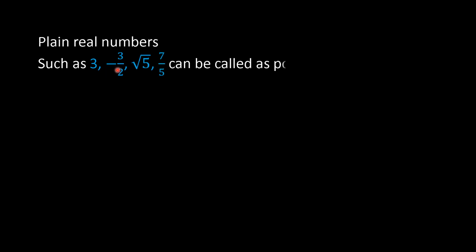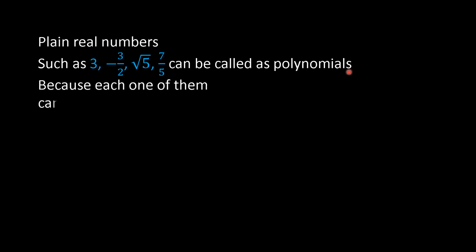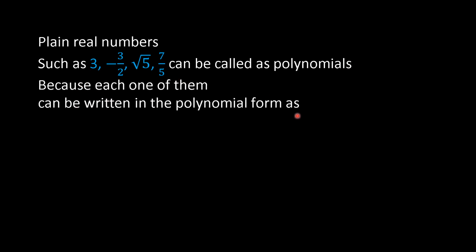Plain real numbers such as 3, −3/2, √5, 7/5, can be called polynomials because each one of them can be written in the polynomial form, as 3 can be written as 3x⁰.